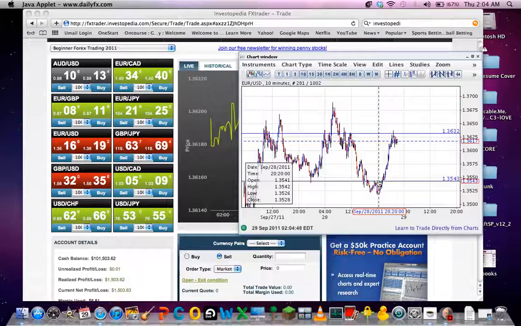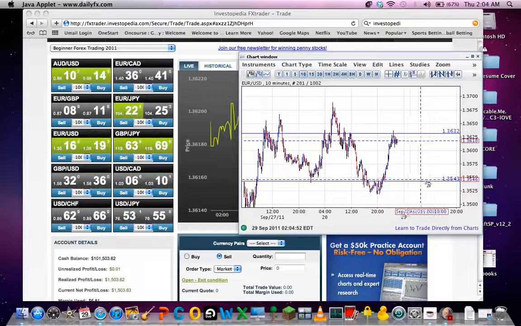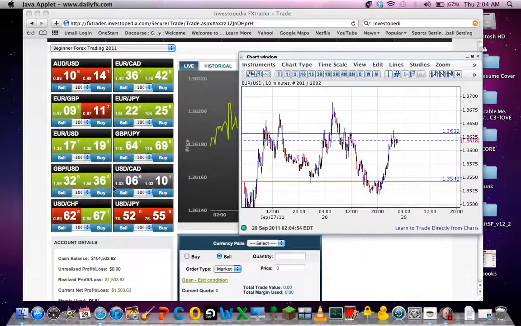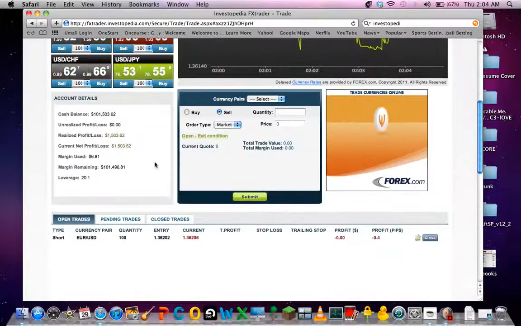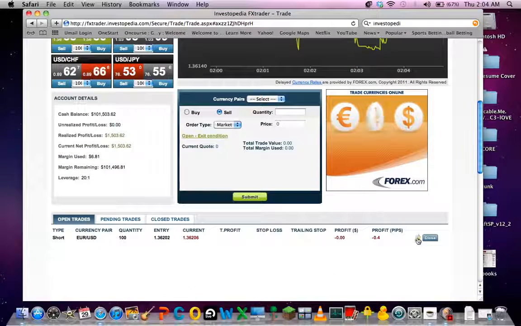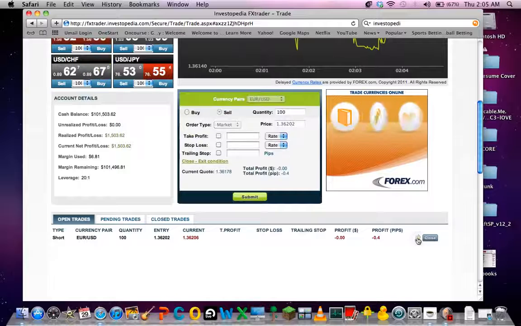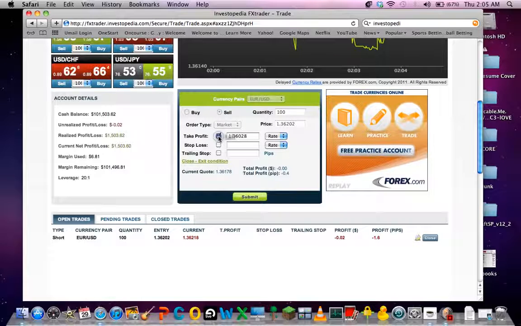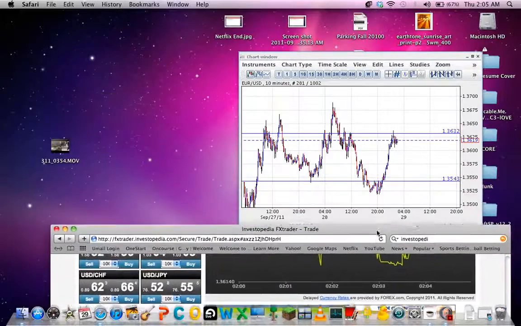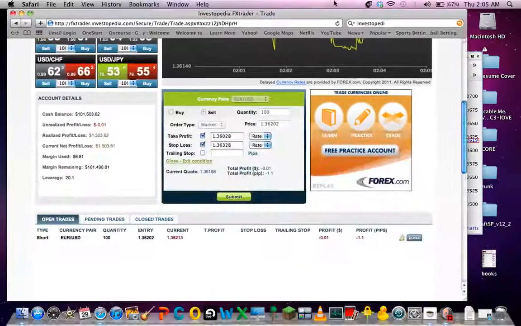So first let's put in our take profit or our limit order. So 1.3543, that's where we're hoping it would go. So the currency goes in here, down here, and we're going to add a condition. So we're going to do take profit and a stop loss. What we wanted at our take profit was 1.3543.